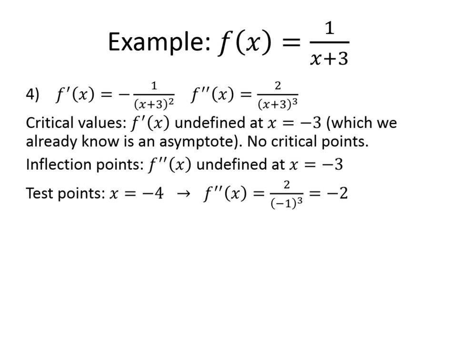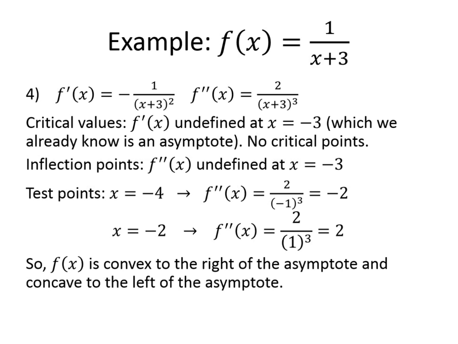I'm then going to pick a point to the right. I'll pick -2, again, because it makes the term in the denominator equal to 1. I cube that. It remains positive. The second derivative doesn't have a negative sign in front, so the second derivative is positive. What that means is that the function is convex to the right of the asymptote, and like I said before, concave to the left of the asymptote. Go ahead right now, pause the video, and based on the information we've calculated, see if you can sketch the graph on your own.